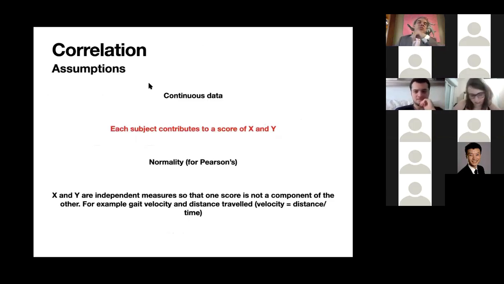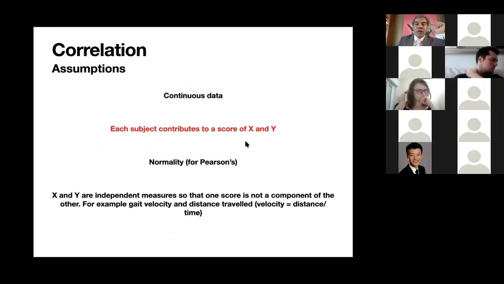What are the assumptions for correlation? Data must be continuous, that each subject contributes to a score of X and Y. So there must be a covariance between both scores. The data must be normally distributed when looking for Pearson correlation, okay? Only for Pearson. If that is not normal, you can use Spearman's correlation, so don't worry.